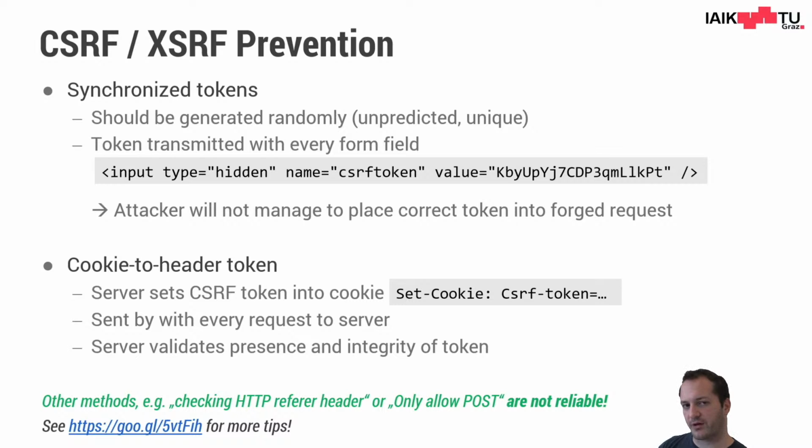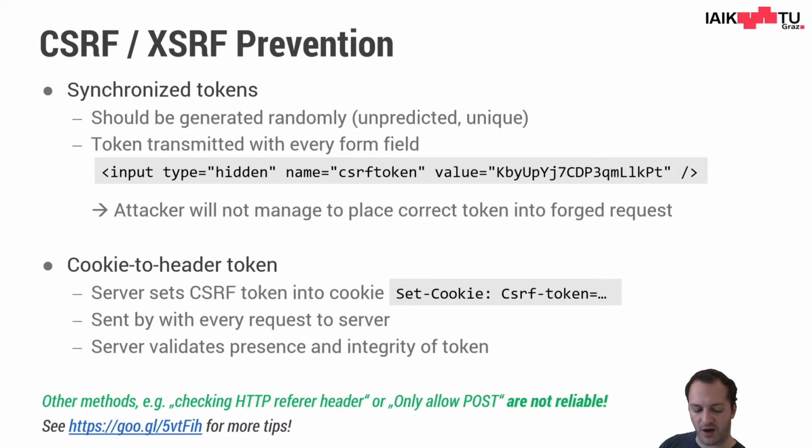For example, the server sets a specific token, I named it here CSRF token, whatever you want to name it, it doesn't really matter. And with every request to the server, this is also sent. And of course, the attacker doesn't know this. It could be faked, but this is typically not possible for the attacker, because it doesn't have control over the user's browser.